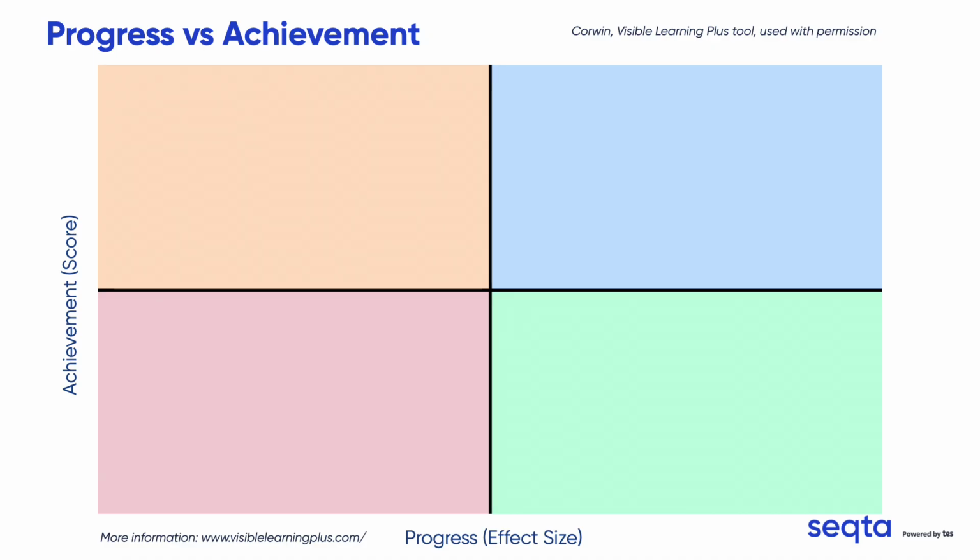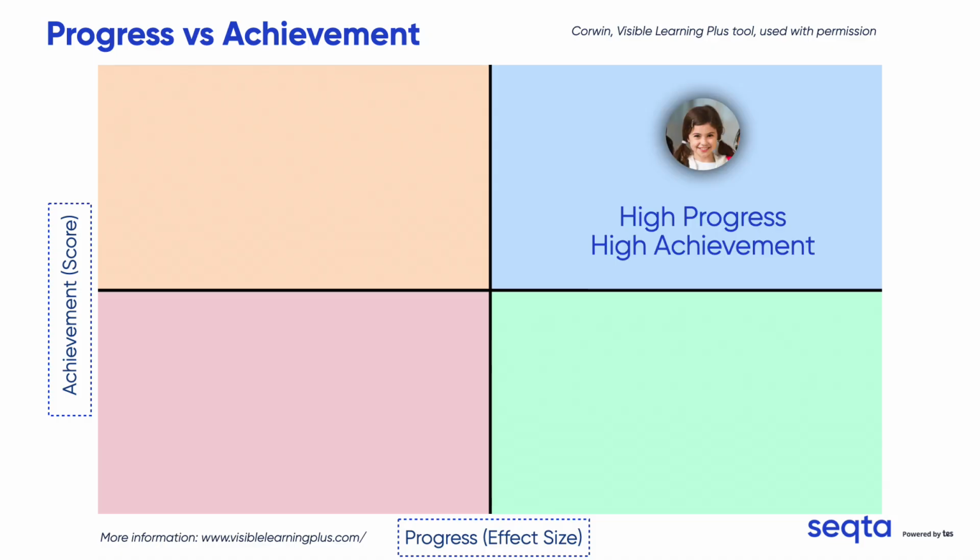If I firstly focus on progress, which is the effect size, so we're looking at the vertical column here. Everything to the right of the vertical means that they've made significant progress. So they have a high effect size. If we look at the achievement score, anything above the horizontal line means that they're above the average for that cohort. So how does this work?